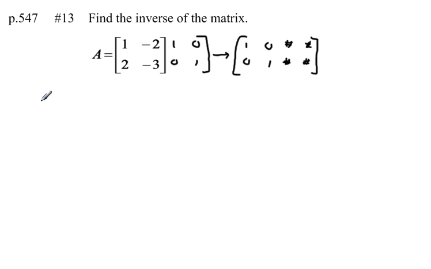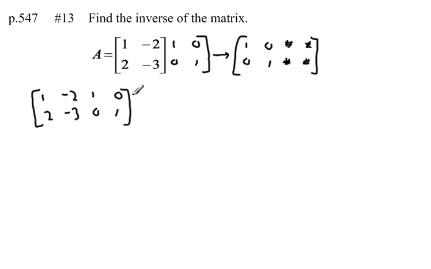So let's just rewrite this. So I have a matrix that looks like this: 1, negative 2, 1, 0, 2, negative 3, 0, 1. And we want to use row operations to make it look like this matrix here. Well, let's start in the upper left-hand corner and work counterclockwise. We already have a 1 in that upper left-hand spot. That's a good thing. Our next step is to get a 0 into this lower left-hand spot.